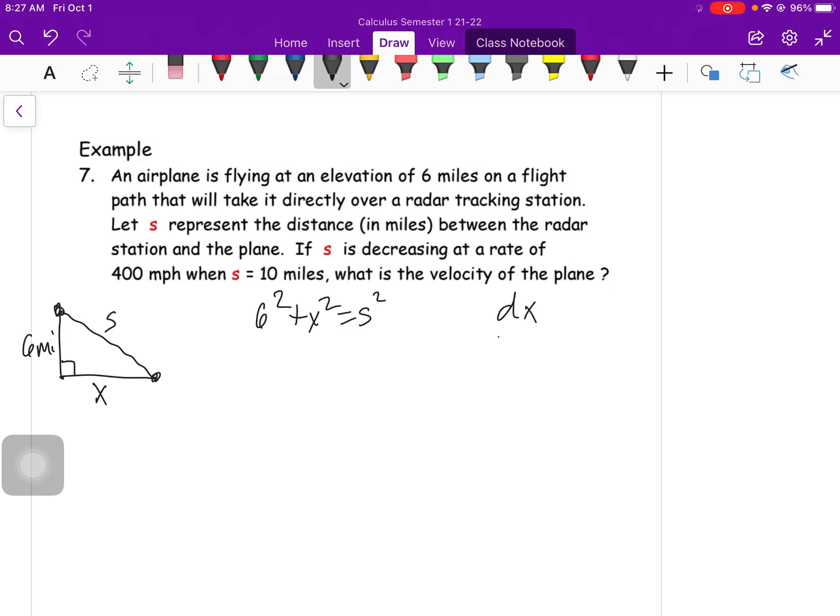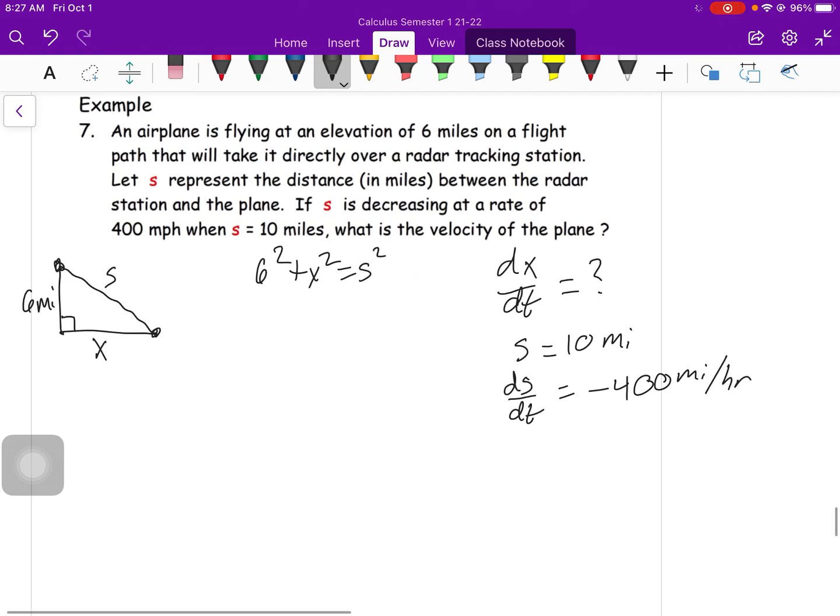I know that dx/dt is the velocity of the plane, and that's what I'm asking for, so I don't know what it is. I know that S is going to be 10 miles, and I know that ds/dt is going to be, well, it's decreasing at a rate, so negative 400 miles per hour. Related rates, I've got 0 plus 2x dx/dt is equal to 2s ds/dt. Plug in the things that we know.